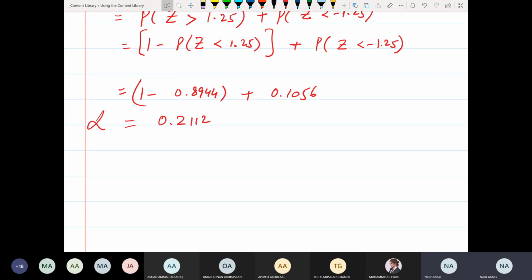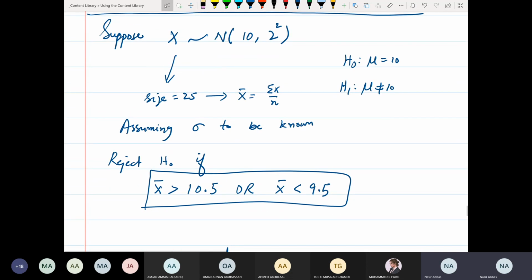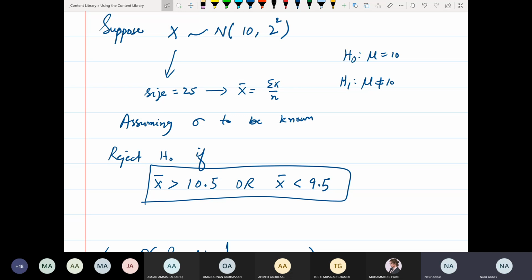If I'm using this rejection region, X bar greater than 10.5 or X bar less than 9.5, indirectly I'm saying my probability of type 1 error is 21.12%. That is, if H0 is true, I assume throughout that mu is 10. So when mu is 10, and you pick samples from the normal distribution with mean 10 and variance 4, 21.12% of the times your X bar will be outside 9.5 and 10.5. The remaining 79% of the times it will be between 9.5 and 10.5.